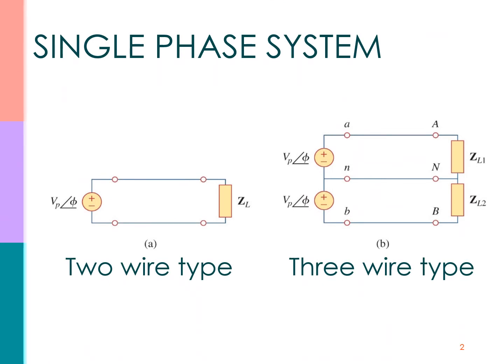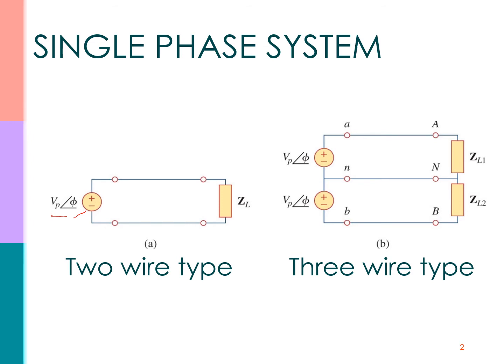Let me explain about the single phase system. Based on this figure, we have figure A and figure B. Figure A depicts a single phase two-wire system, where VP is the RMS magnitude of the source voltage and the angle is the phase.